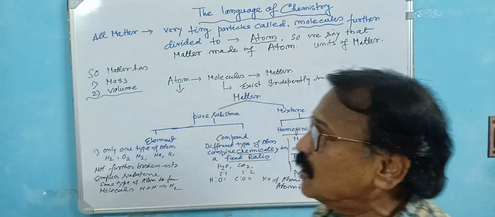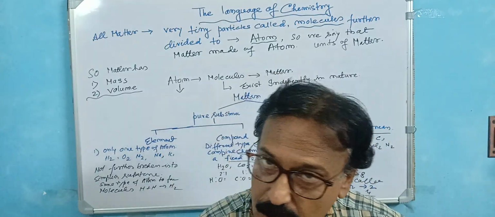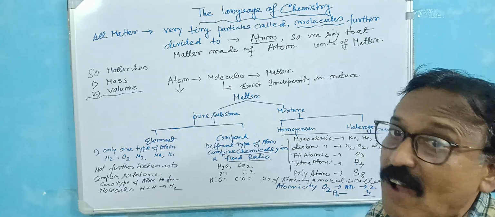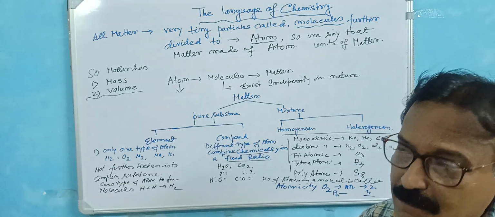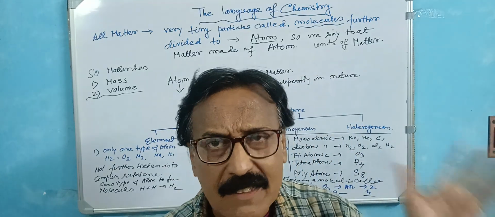Atom may or may not exist in nature. In case of Dalton's atomic theory, as I will discuss further, the atom is not divided. But as modern chemistry developed, the atom is divided to form proton, electron, and neutron. So many things are there; that is the further study.